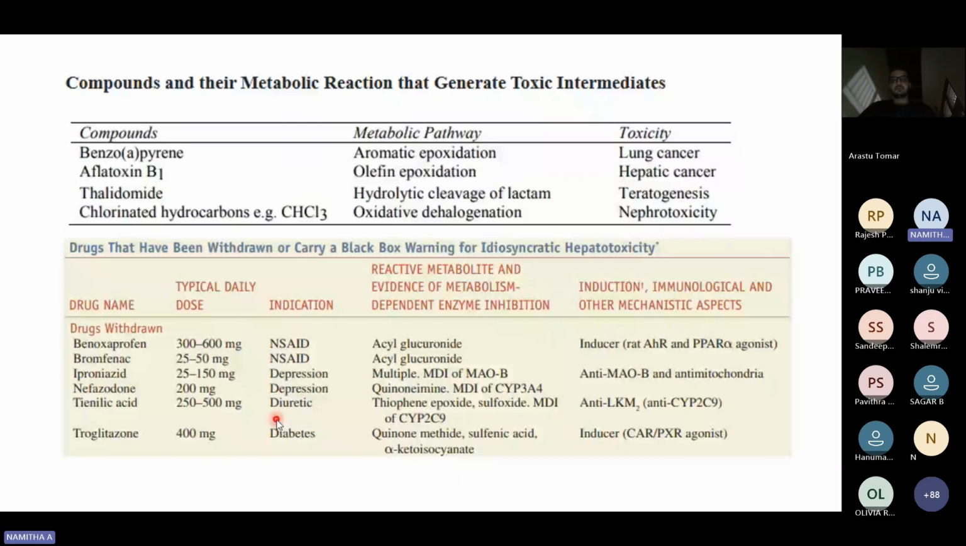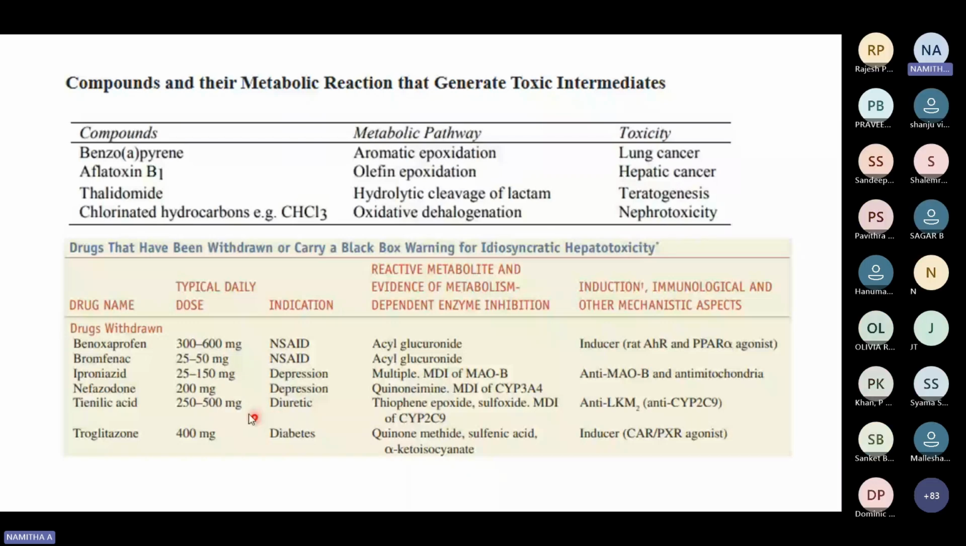Some of the drugs have been withdrawn from the market, and some carry a black box warning for idiosyncratic hepatotoxicity. Examples mentioned here are benoxaprofen, bromfenac, iproniazid, nefazodone. These are examples of idiosyncratic hepatotoxicity. These are due to the production of reactive metabolites. Some more examples are here.